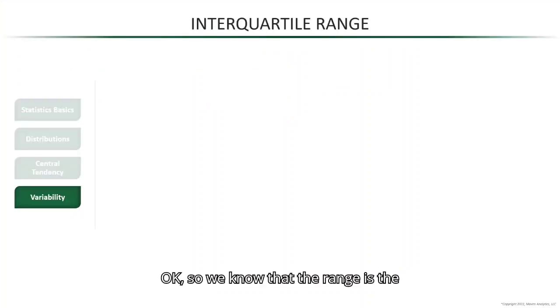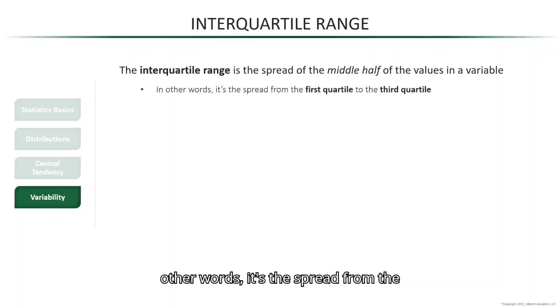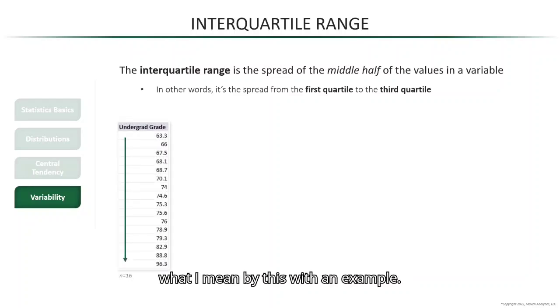Okay, so we know that the range is the total spread of the values, but what's the interquartile range? Well, the interquartile range is the spread of the middle half of the values. In other words, it's the spread from the first quartile, or the 25th percentile, to the third quartile, or 75th percentile. And let me show you exactly what I mean by this with an example.